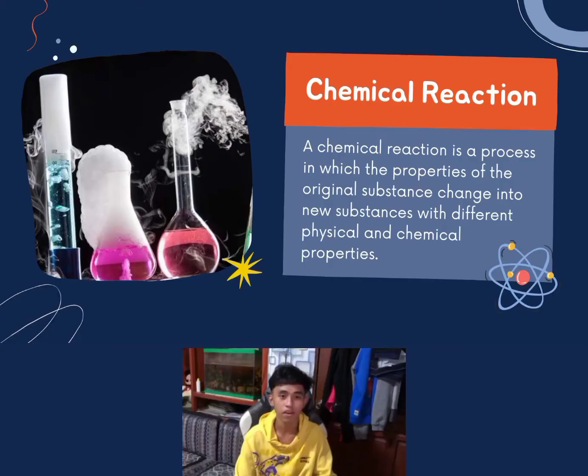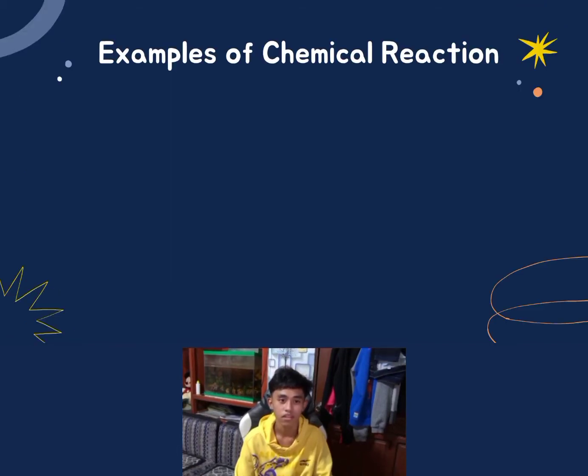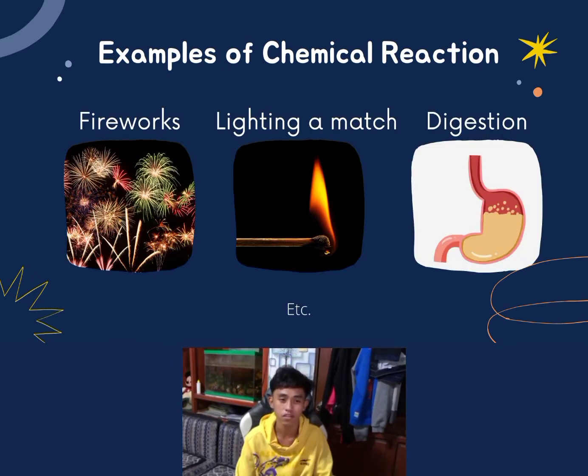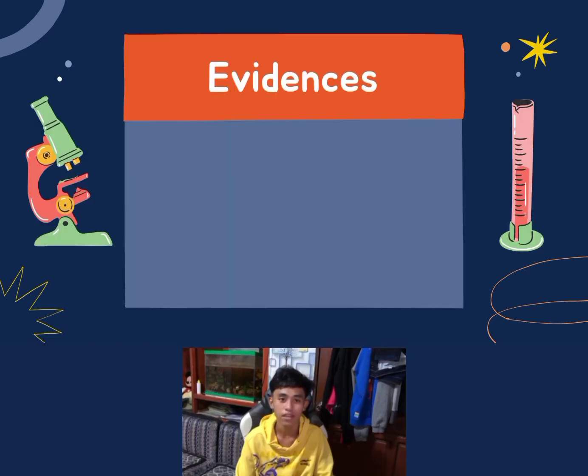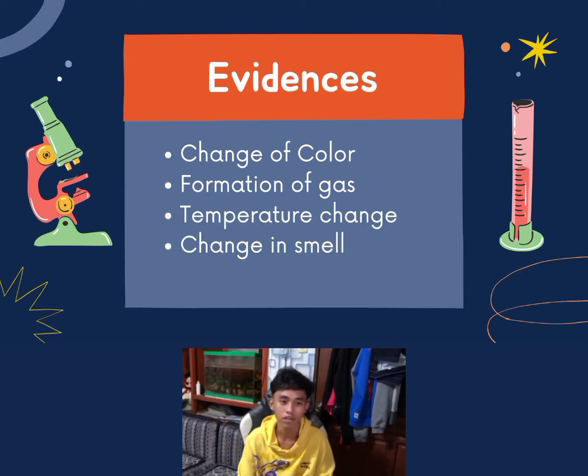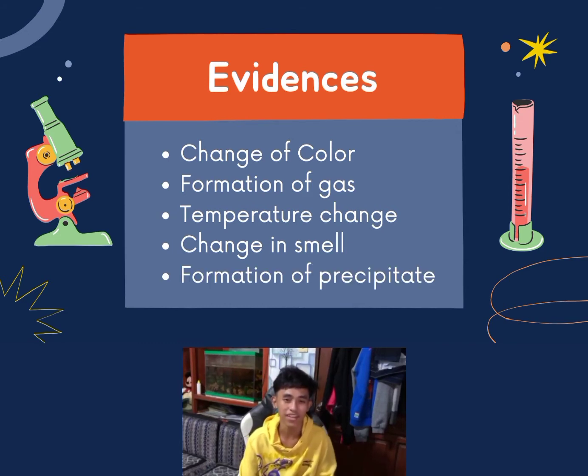Of course, a chemical reaction is a process in which the properties of the original substance change into new substances with a difference in physical and chemical properties. Examples of these are fireworks, lighting a match, and even the process of digestion in our stomach. We can say that a change is a chemical reaction if we observe this evidence. Number 1, change of color. Number 2, formation of gas. Number 3, temperature change. Number 4, change in smell. And number 5, formation of precipitate.